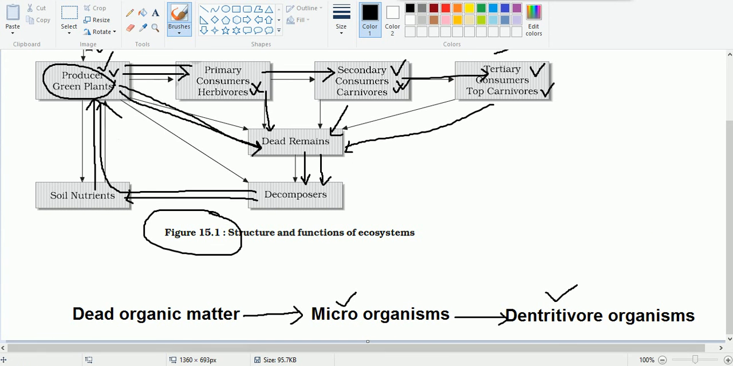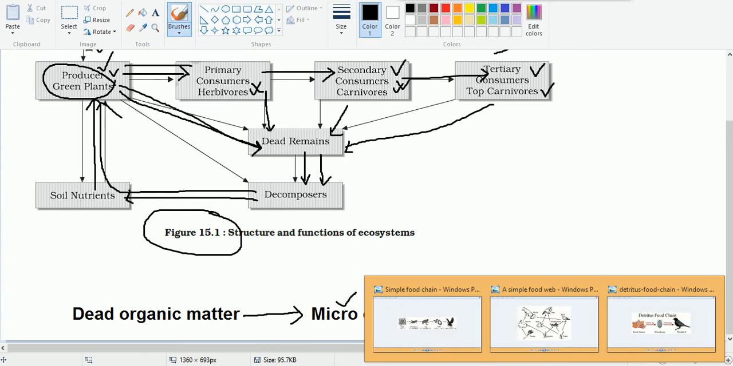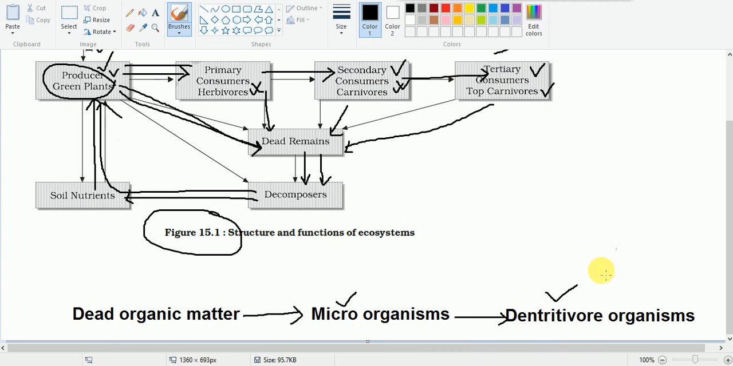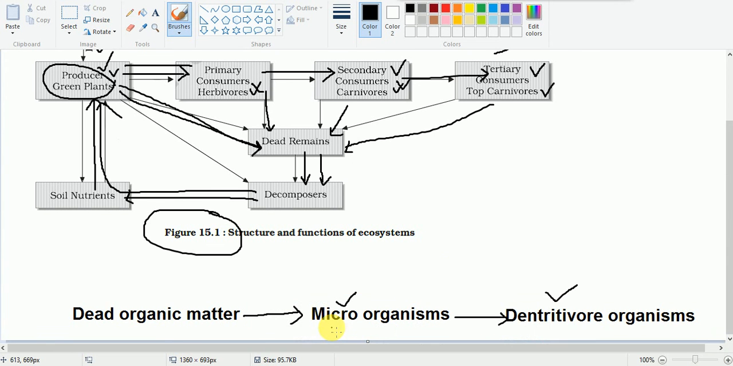So we have a very simple example of this detritus food chain. See here, dead leaves eaten by these wood louse, then wood louse is eaten by this blackbird. So this is another example of detritus food chain. And remember, in case of detritus food chain, it starts with dead organic matter, as I have given here.